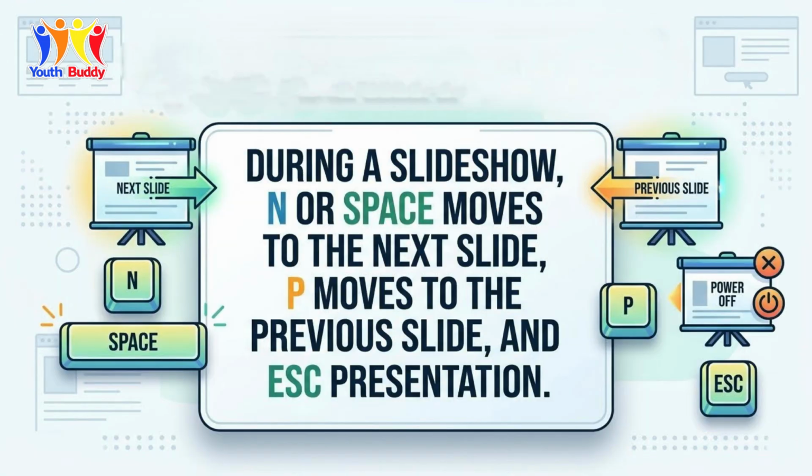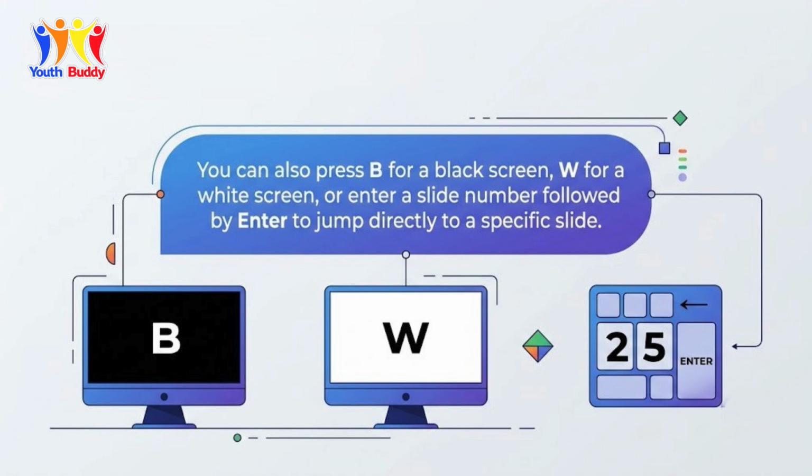During a slideshow, N or space moves to the next slide, P moves to the previous slide, and Escape ends the presentation. You can also press B for a black screen, W for a white screen, or enter a slide number followed by Enter to jump directly to a specific slide.